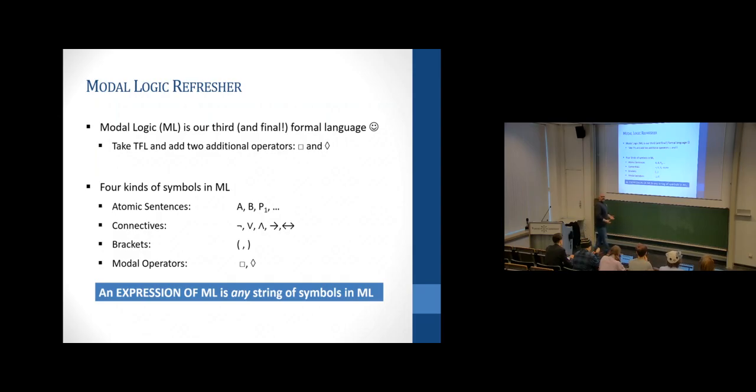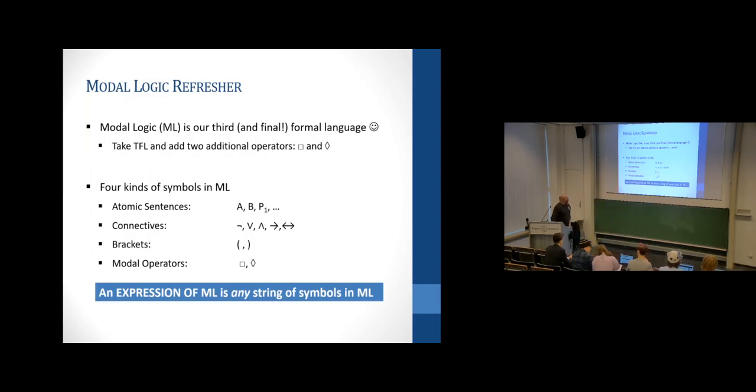Atoms, capital letters, possibly with subscripts. The connectives, the same 5 from TFL. Brackets, just like they did before. And then finally, the big addition are 2 modal operators, the box and the diamond. And again, we're reading the box as saying something like, it's necessary that, and we're reading the diamond as saying something like, it's possible that. But it is worth noting that we don't have to read it this way. And in fact, one of the things we'll come back to is reinterpreting these in other ways.